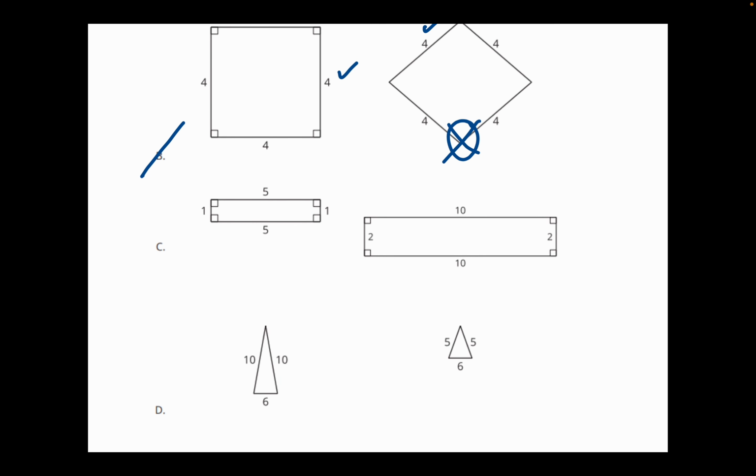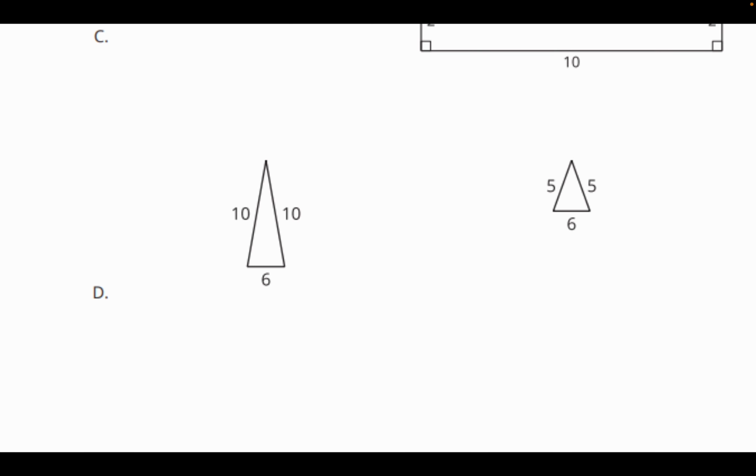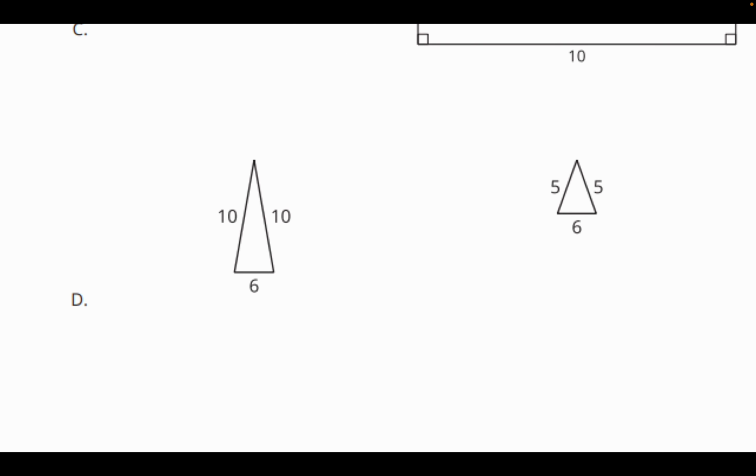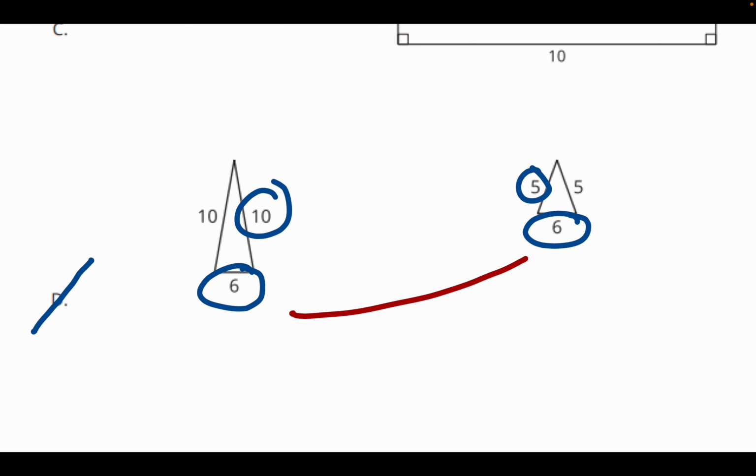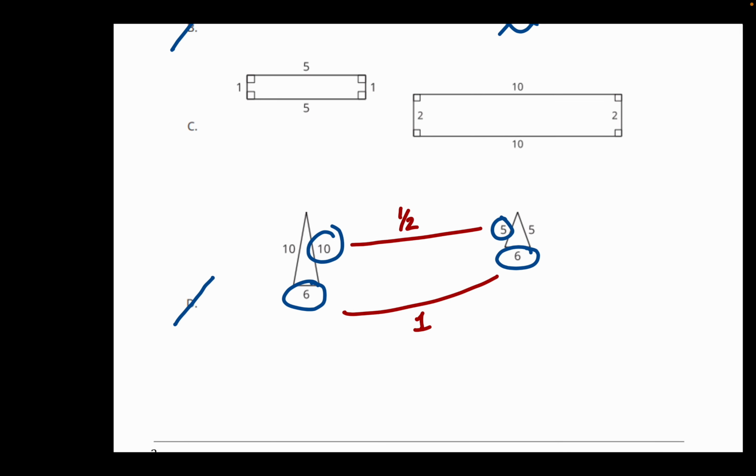I can also see a glaring error here on these two triangles. I have two sets of sides that are in proportion. These sides are half the length, but then I have sides that are literally the same as each other, that are supposed to correspond. So they have different scale factors here. This one is using a scale factor of 1, and this is using a scale factor of 1/2. So not the same proportion.